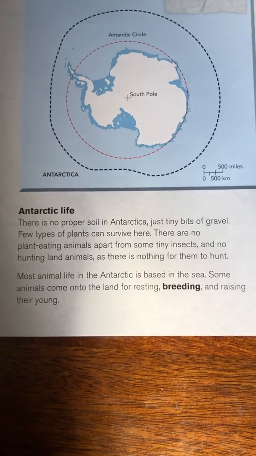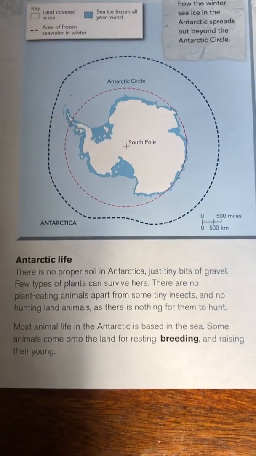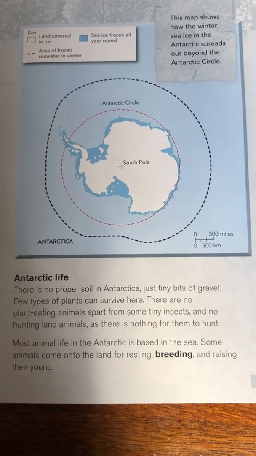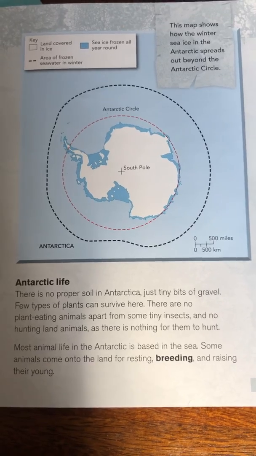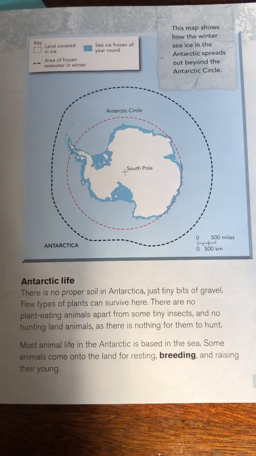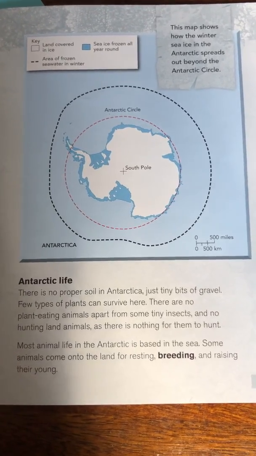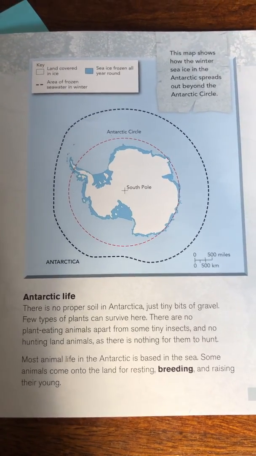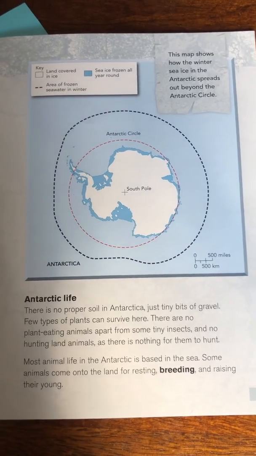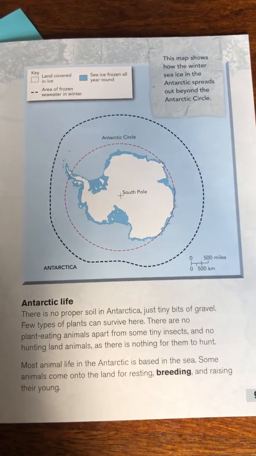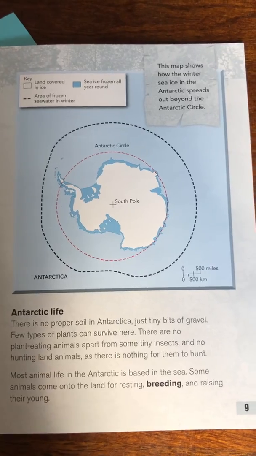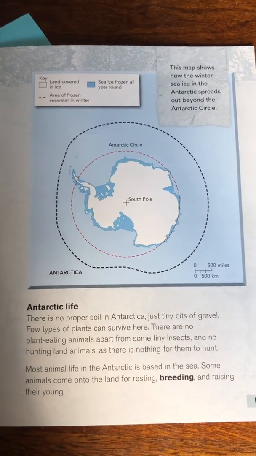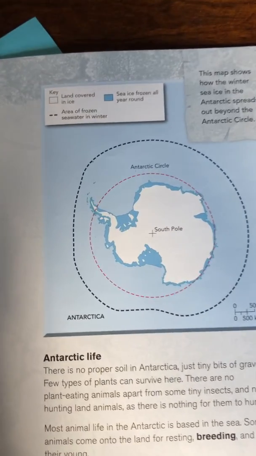Antarctic life. There is no proper soil in Antarctica, just tiny bits of gravel. Few types of plants can survive here. There are no plant-eating animals, apart from some of the tiny insects, and no hunting land animals, as there is nothing for them to hunt. Most animal life in the Antarctic is based in the sea. Some animals come onto the land for resting, breeding, and raising their young.